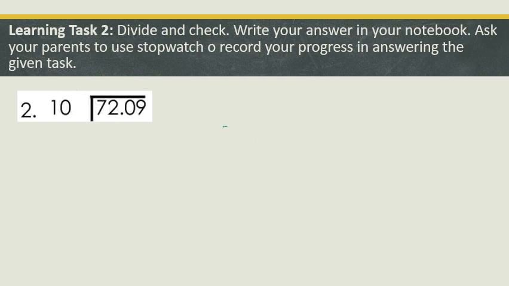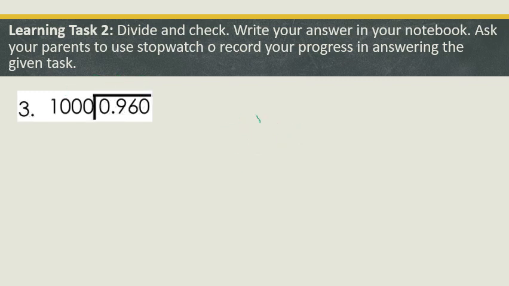Number 2, 72 and 900 divided by 10. So, ilang 0 ang 10? Isa. So, punta tayo sa kaliwa ng isa. So, 1. So, nandito na siya. So, kaya magiging 7 and 209 thousandths.